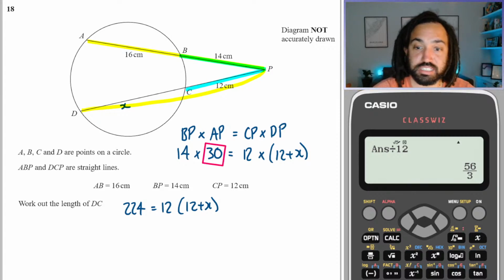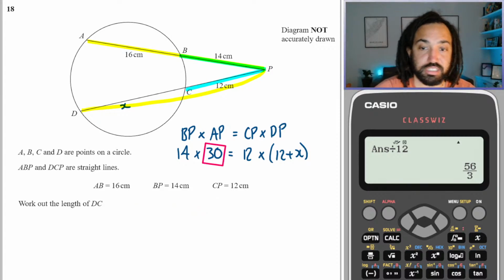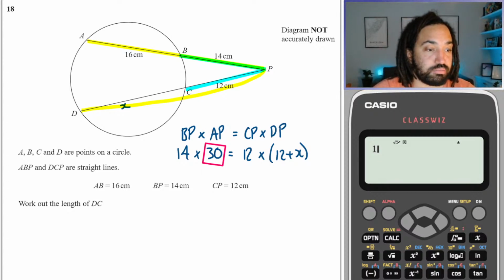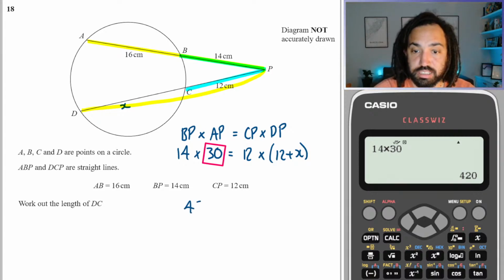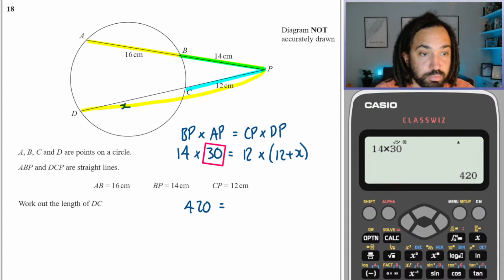Apologies for these mistakes. A bit nervous under the lights, it looks like. 12 times 30 is 420. Thank you. Who spotted that first?